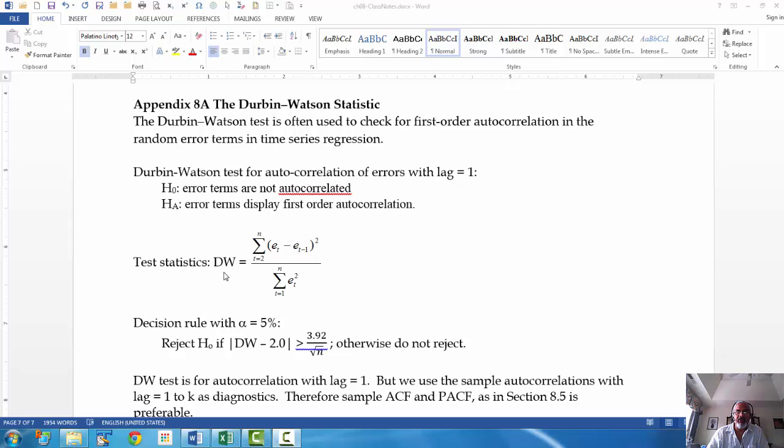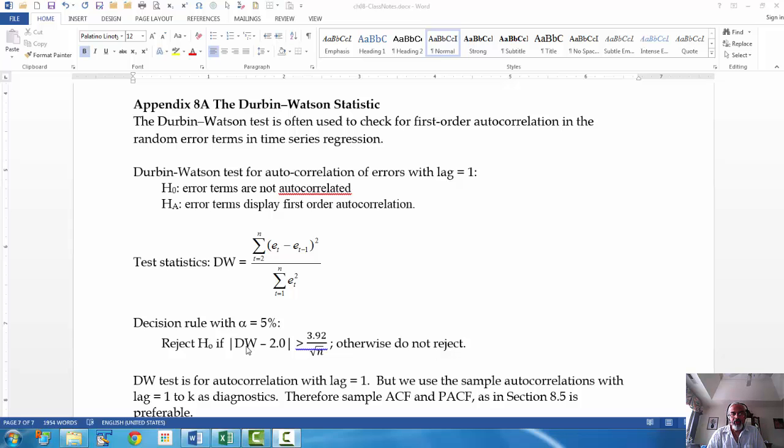This ratio gives us the DW, and when the sample size is really large, this will approximately be equal to r sub 1, the autocorrelation at lag of 1. In small samples, this will be different. There are more elaborate tables available for the DW, but here is the decision rule we'll be using. The range of values for DW is 0 to 4, and it will be close to 2 when there is no autocorrelation.